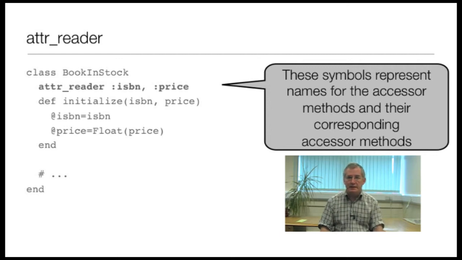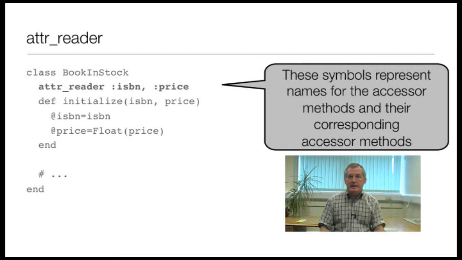And as I said, in this particular case, it's representing the names of the accessor methods and the corresponding instance variables. So again, as with many things in Ruby, and as we'll see in Rails, by following some simple conventions we can significantly reduce the amount of code we write and write things in a more declarative way.